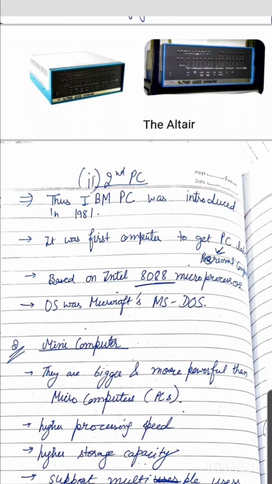The second example is the IBM PC, which was introduced in 1981. It was the first computer to get the label of personal computer, and it had the operating system MS-DOS. It was also based on a microprocessor from Intel, the 8088.